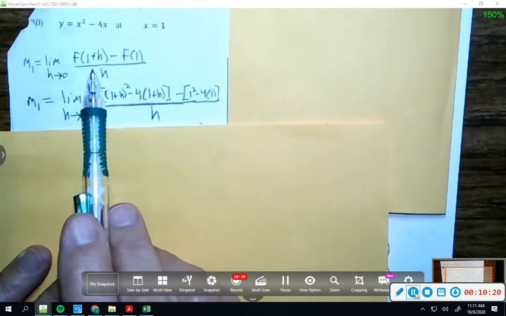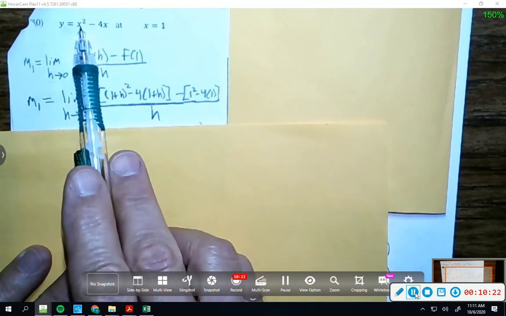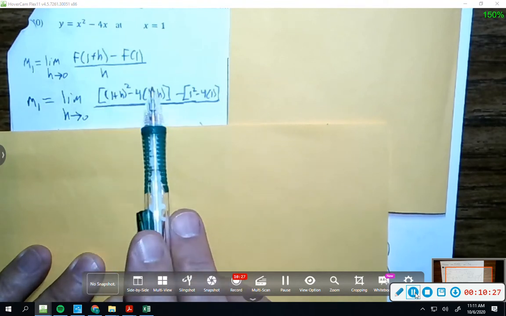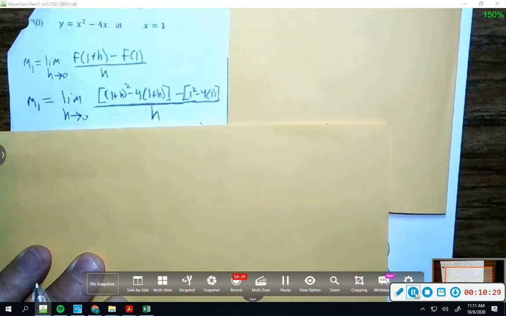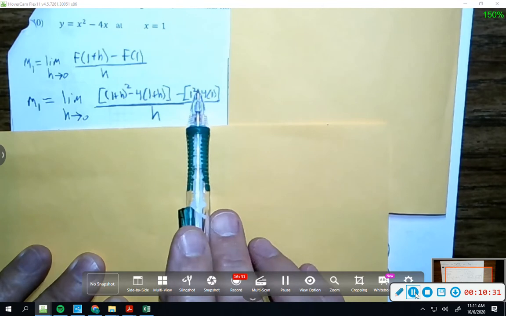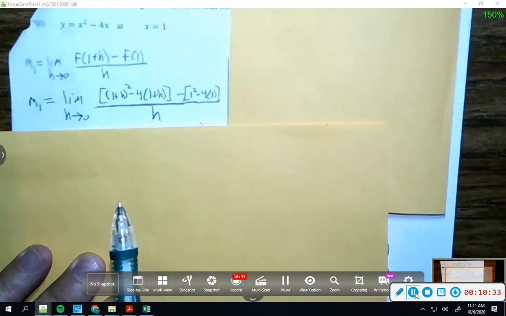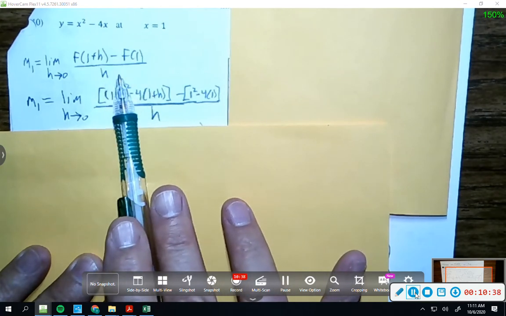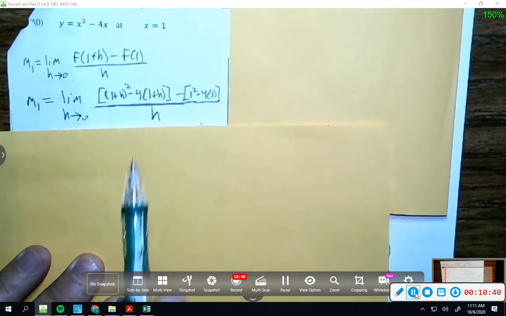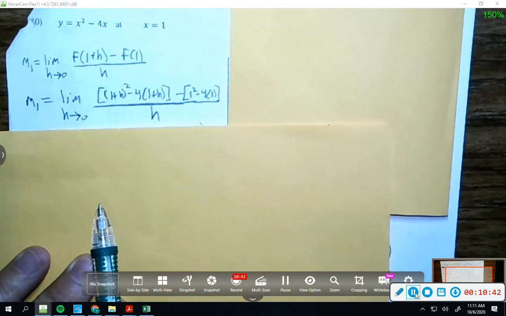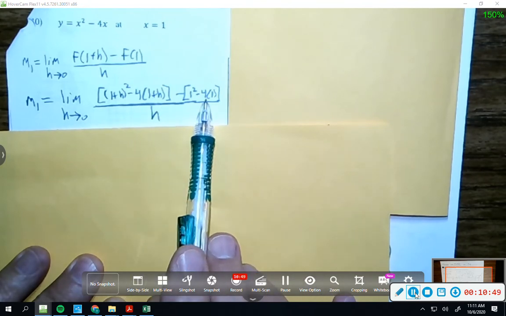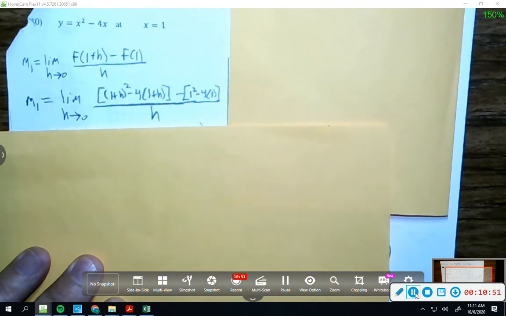So 1 plus h is coming into the f function, both here and here. Bracket the f of a plus h part, and then subtract and bracket the f of a part. So we make sure that we plug it into both parts, okay, and that we get everything plugged in correctly. That will help, because now it's just algebra. FOIL that, distribute the negative 4, evaluate this, and we get this.